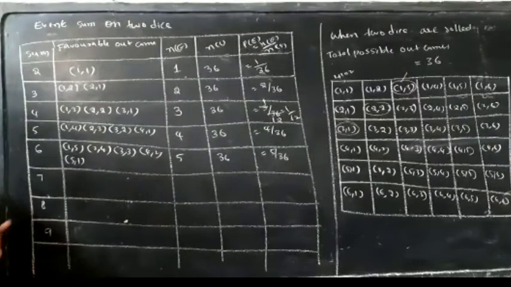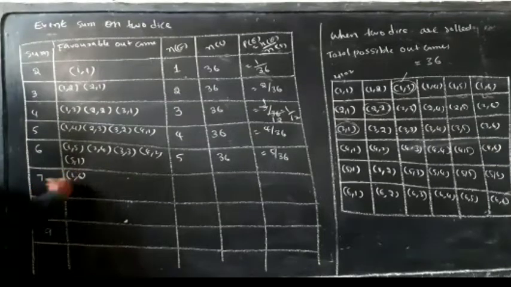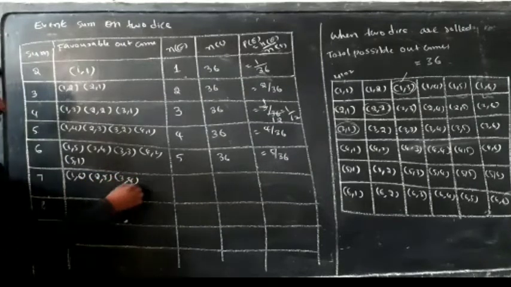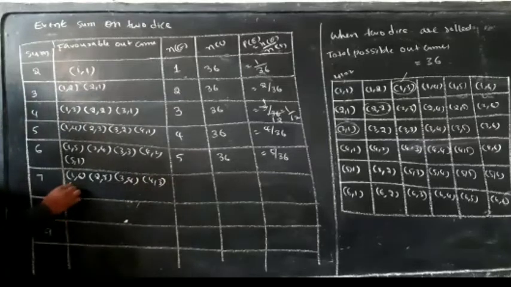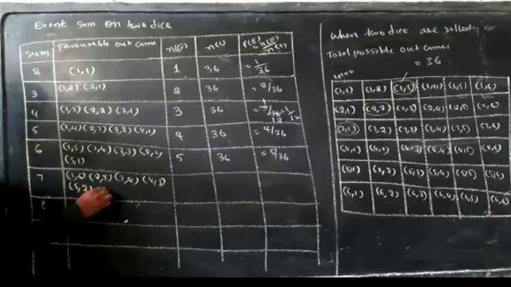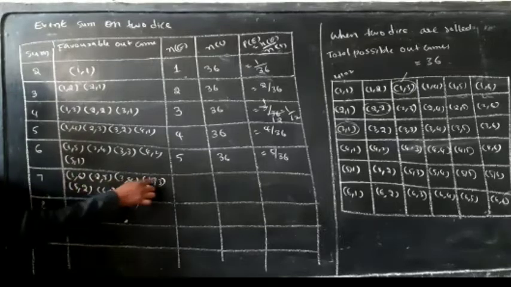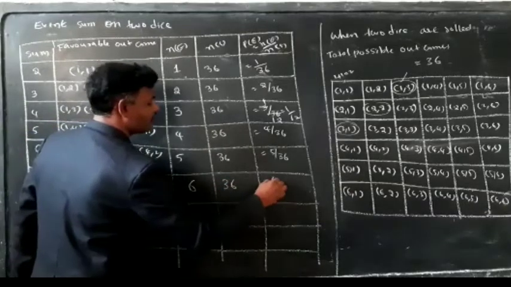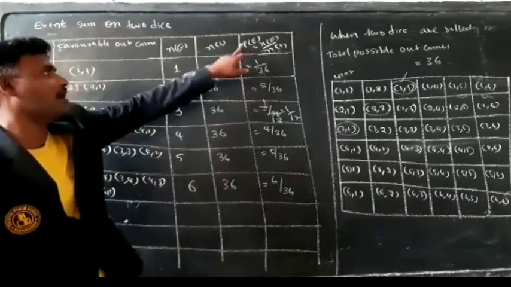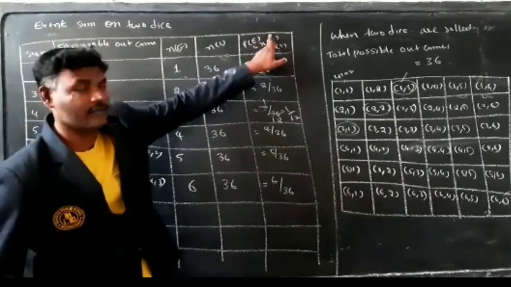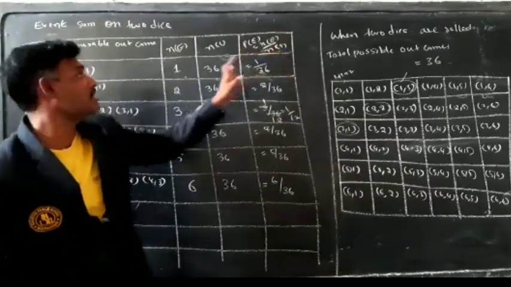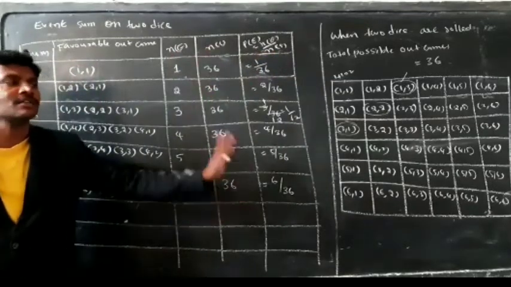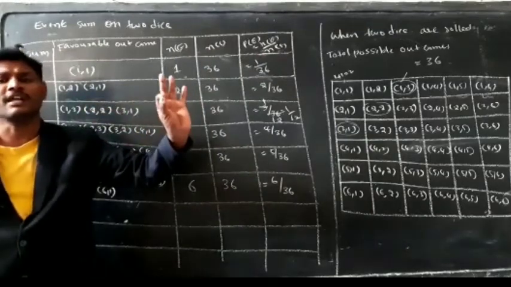Then after, to get sum as 7. 7 means with 1,6 there is a chance. With 2,5. With 3,4. With 4,3. With 5,2. With 6,1. 1, 2, 3, 4, 5, 6. There are 6 chances, out of 36, which is 6 by 36. Probability of an event is equal to number of favorable outcomes by total possible outcomes. Here the number of favorable outcomes is 6 and total possible outcomes are 36. So the probability of the event is 6 by 36.